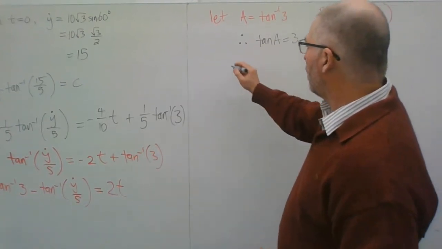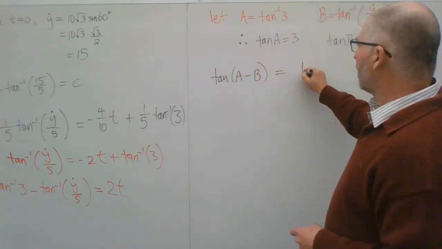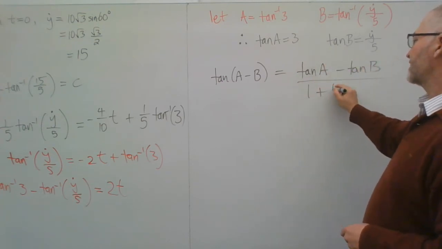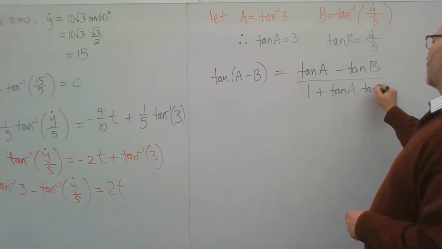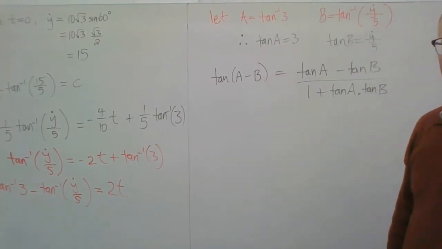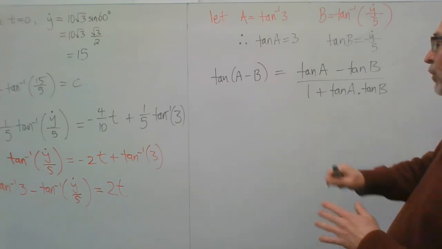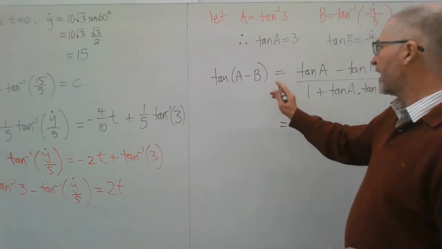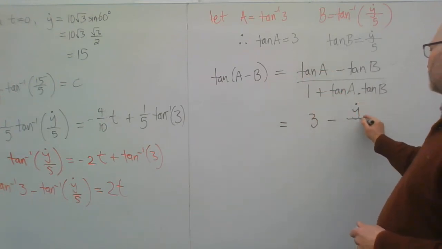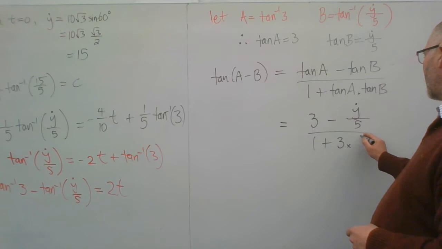So I'm going to actually look at what is tan of A minus B. Well, we know the rule is that that's tan of A minus tan of B on 1 plus tan of A times tan of B. That's a rule that you're expected to know. You can derive that, but I don't want to do that at this point. Let's just accept that that's the rule. Then we can say that tan of A minus B is tan of A minus tan of B on 1 plus tan of A times tan of B.